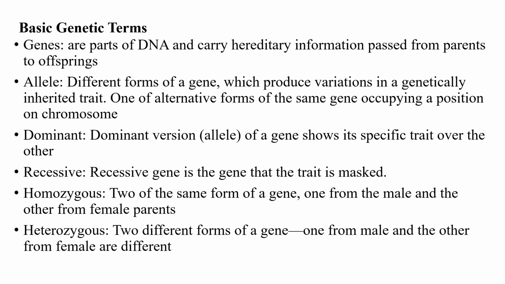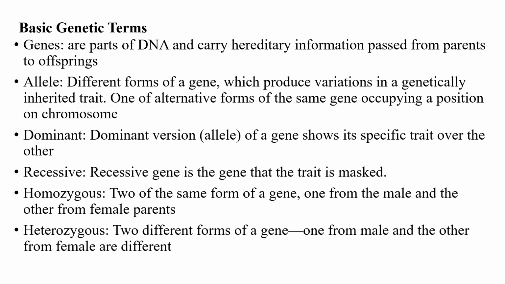The first one we're going to look at here is genes. When we say genes, they are parts of DNA that carry hereditary information, passed from parent to offspring. Now, you have learned something about the structure of the cell before, especially animal and plant cells. Inside each of the cells, you have a nucleus, and inside the nucleus, you have what we call chromosomes, and in the chromosomes, you have what we call DNA.